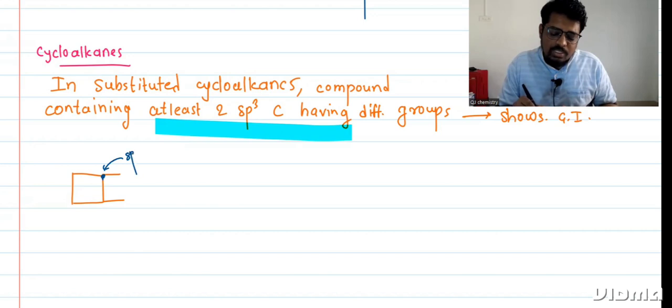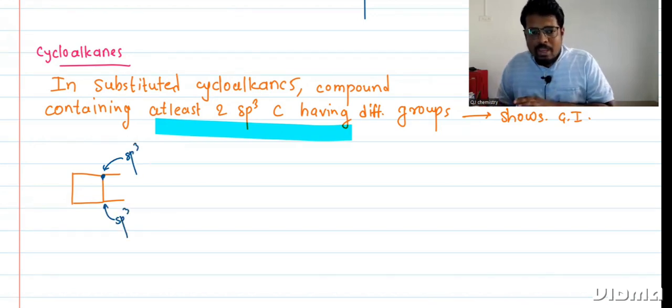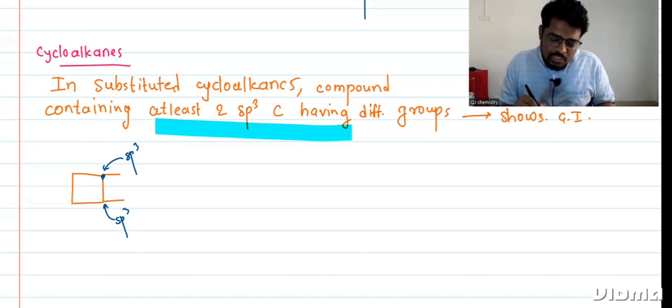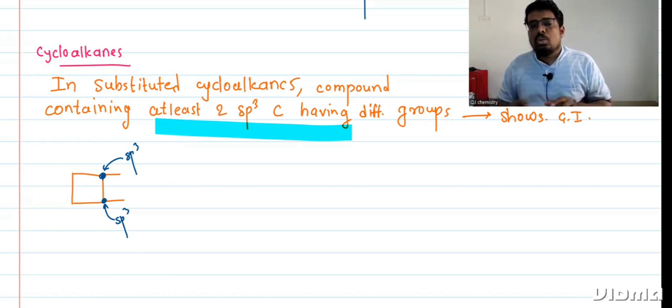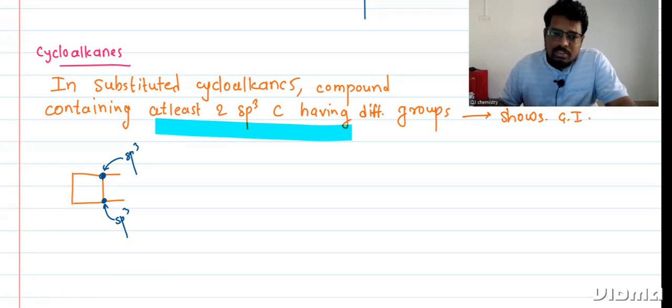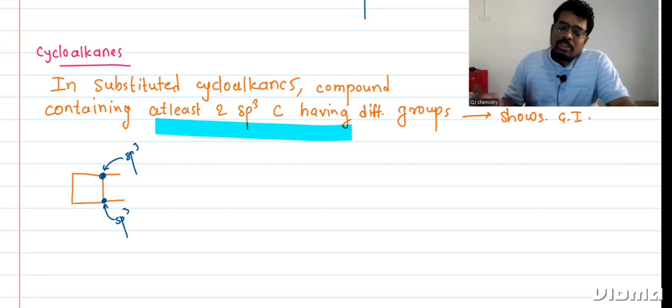So this carbon is sp3, similarly the second carbon is also sp3, so we have two sp3 carbons, and check whether the groups are different or not. So one methyl group is there, one hydrogen is also attached to this sp3 carbon, and then a different ring system we have, right? So four groups are different, similarly around this carbon also, four different groups are present, right? So two carbons are there. So yes, this compound shows geometrical isomers.